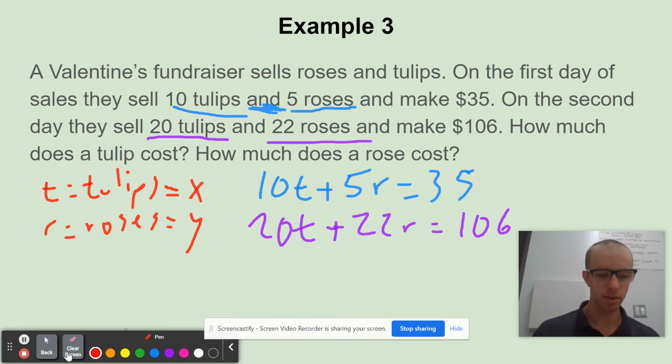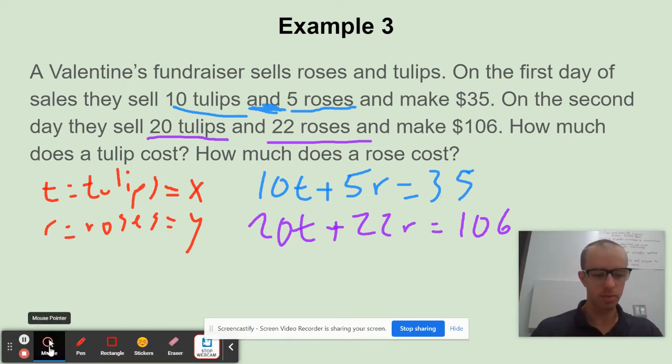The annoying part is that when I pull up Desmos, the writing's going to go away. So make sure you have this written down so it'll be easier for you to verify. So anytime I see a T, I'm going to type an X. And anytime I see an R, I'm going to type a Y, because Desmos does not read anything but X and Y. Desmos is kind of stupid. It can only read X and Y variables. So let's type this into Desmos.